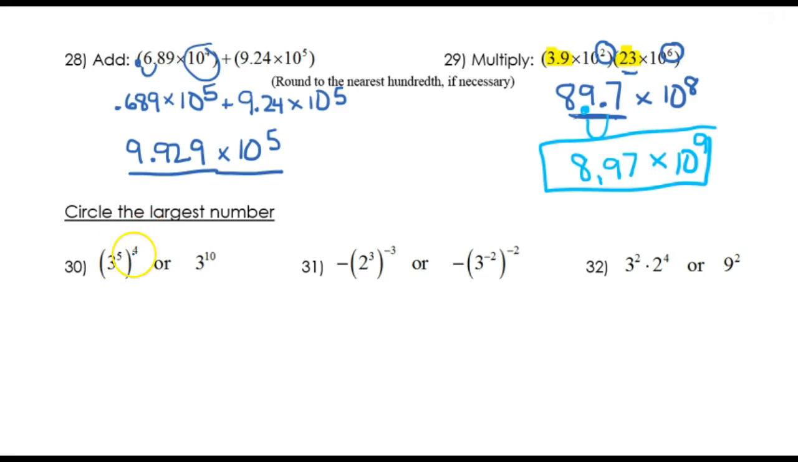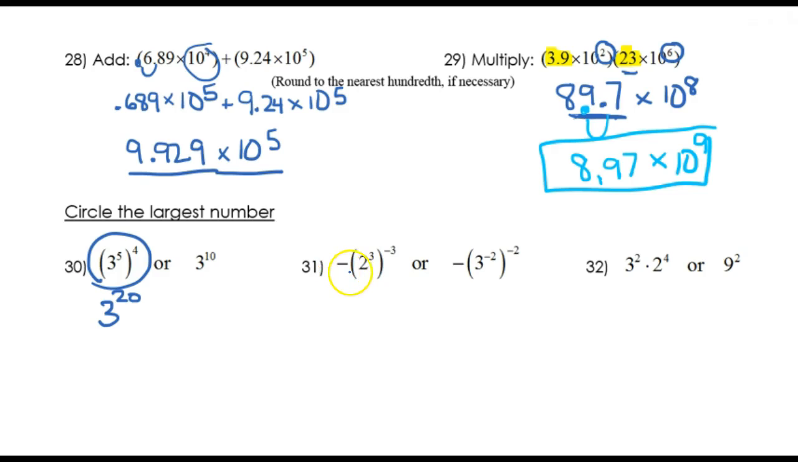Okay, circle the larger number. So to find the larger number, we need to probably expand these. 3 to the 5th to the 4th power, a power to a power. We're looking for 4 groups of 3 to the 5th. That would end up being 3 to the 20th. 5 times 4 is 20. Or 3 to the 10th, the larger number would be here.